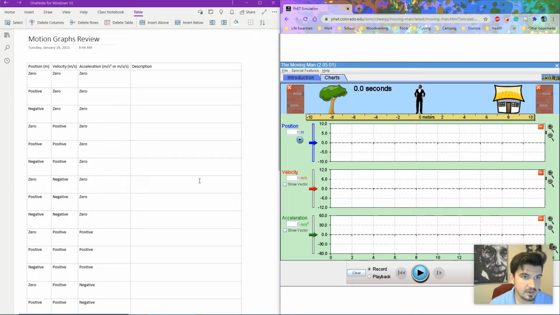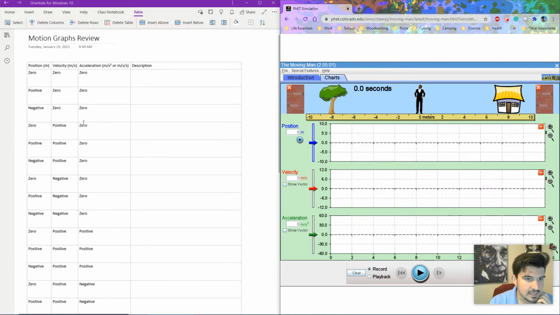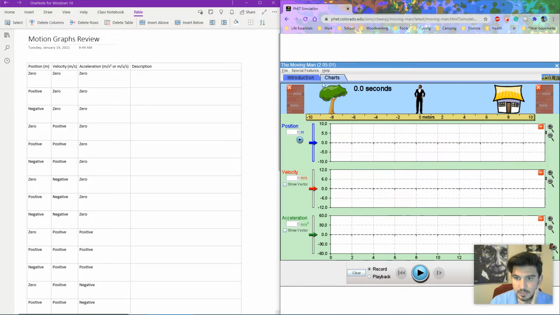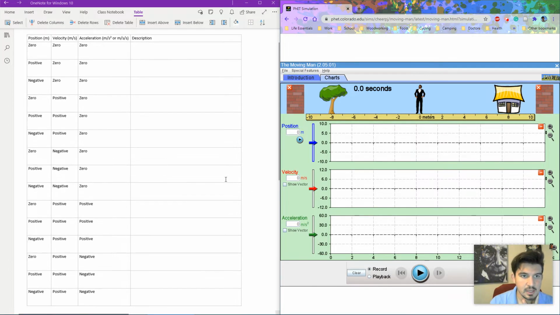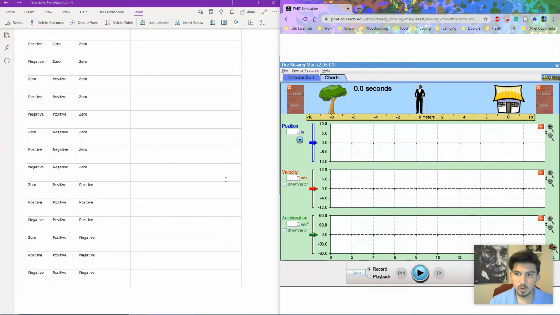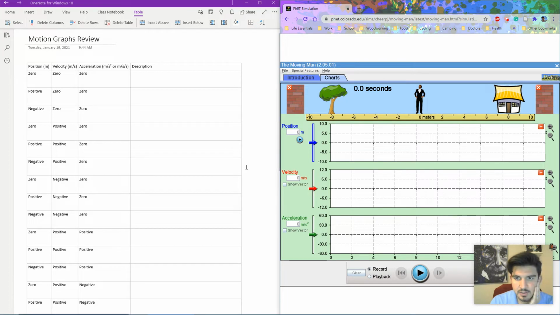And what I want to talk about in this quick review, it's probably not going to be quick, is the motion graphs that we talked about in class today. And so what I've done is I have created every possible scenario that we could plug into our little simulation here. I'm going to run it, show what the man does, and then I'm going to explain some of the key features of what's going on.